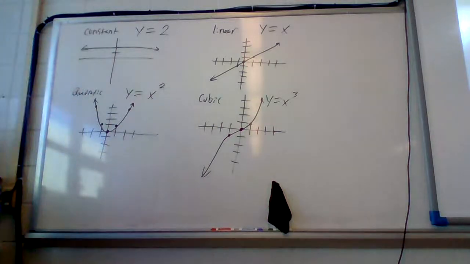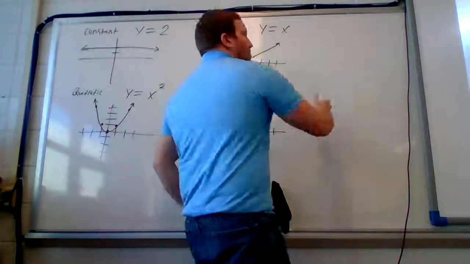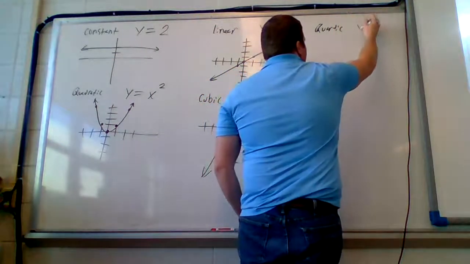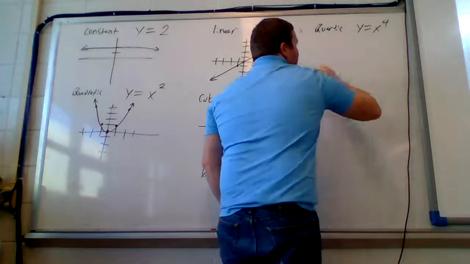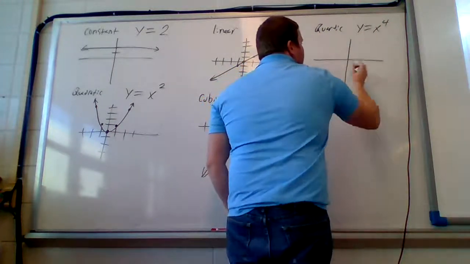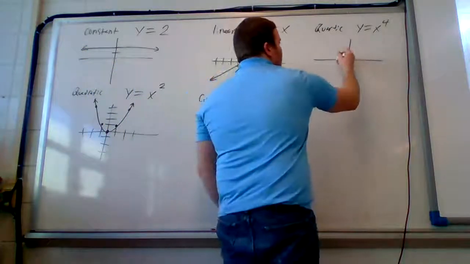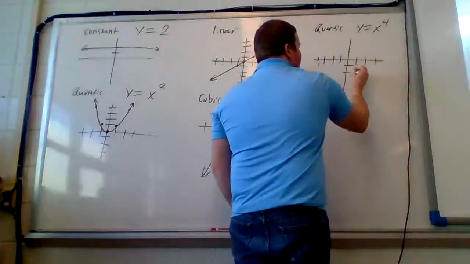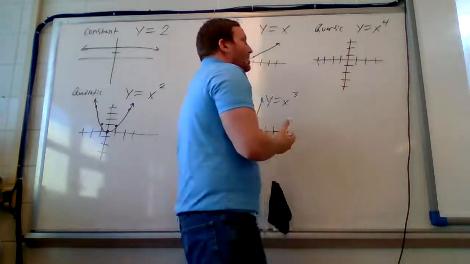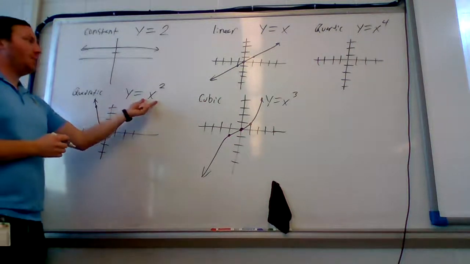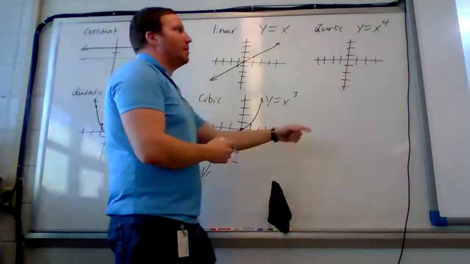So then let's look at our next page. We have our quartic function. That's going to be y equals x to the 4th degree. And if I was to draw the shape of it, it's going to be the same shape, but a little bit steeper than our quadratic function, right? Now, rather than going up 2 degrees, I'm going up 4 degrees.